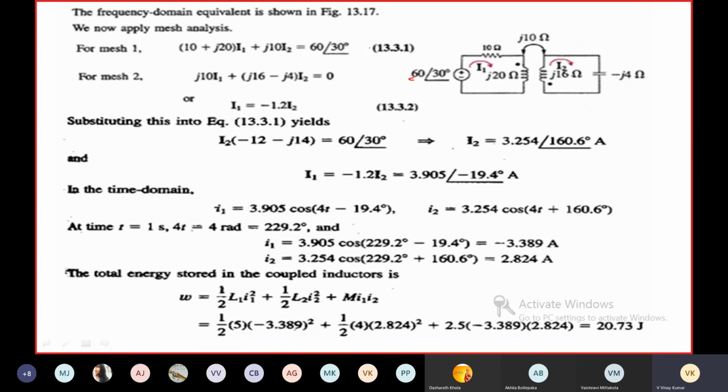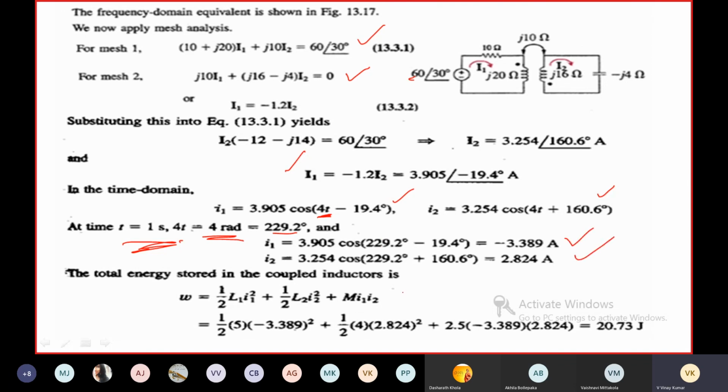Then you apply KVL around loop 1, you're going to get this equation. KVL for mesh 2, you're going to get this equation. After solving, you're going to get I1 and I2. At t equal to 1 second, you're going to find energy. Energy stored in the coupled inductors, right? Here it is 4 into 1, anyhow this is omega t, in radians. 4 into 1 means 4 radians. You convert radians into degrees, you're going to get this angle. You put this angle in both equations, then you're going to get I1 and I2.